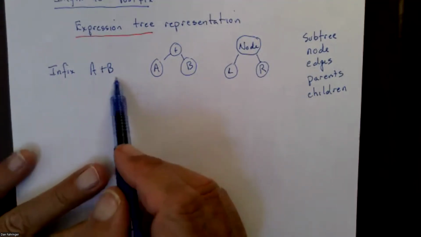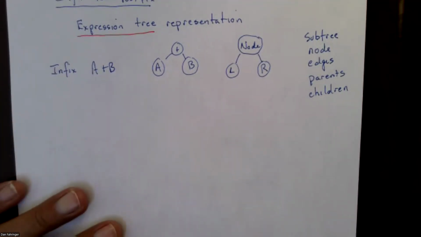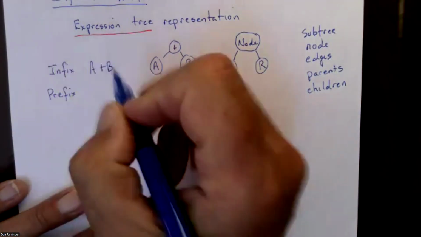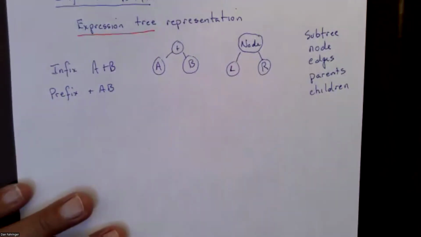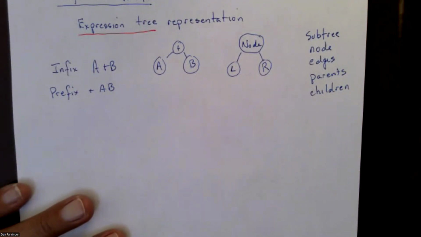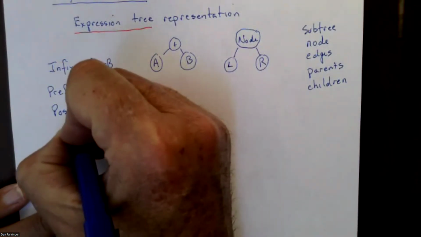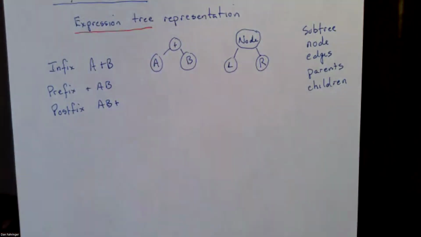Okay, so here's something called infix. The operator is in the middle of the expression. What else do we have? We have something called prefix. That's when the operator comes before the two terms. Well, if we have pre, believe it or not, we have postfix, A B plus. Okay.